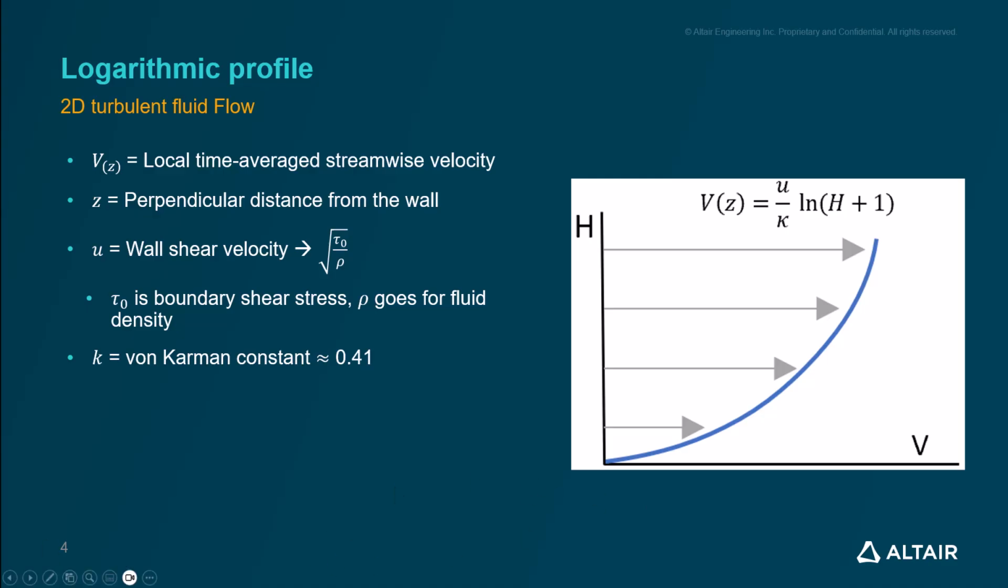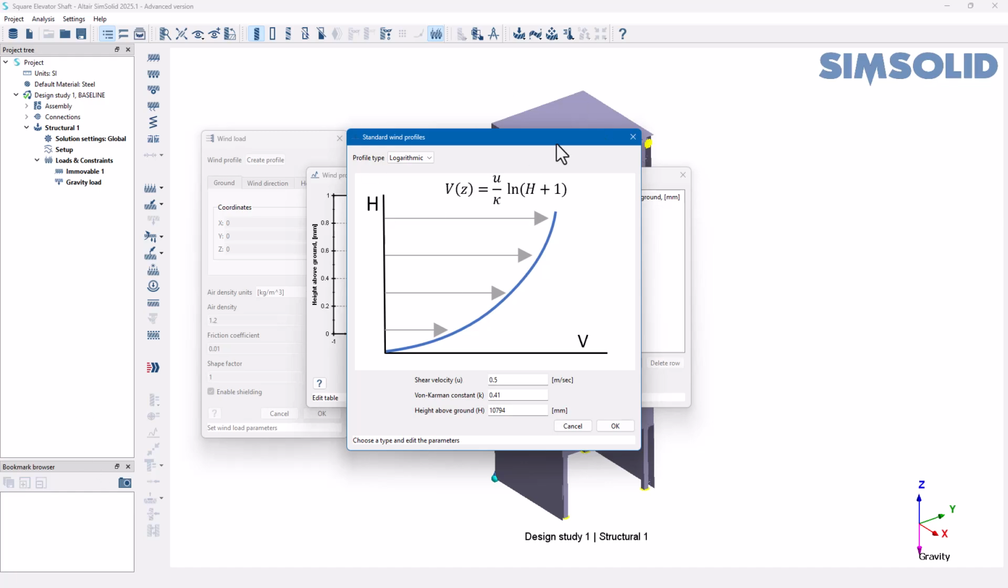So now I can get back to my model in SimSolid. Hopefully, we have a bit more understanding of what we're doing, and then we can start inputting a bit of data. Now, for the shear velocity, I'm going to go for 0.45 meters per second. The von-Karman constant will remain the same.